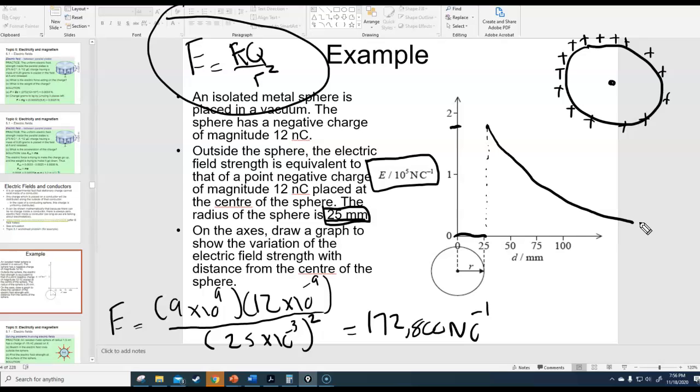And some people think it's weird that the electric field is not continuous here, and it kind of is weird, actually, but that's how it goes. Okay, so pause it there. Make sure you have that added to your notes.